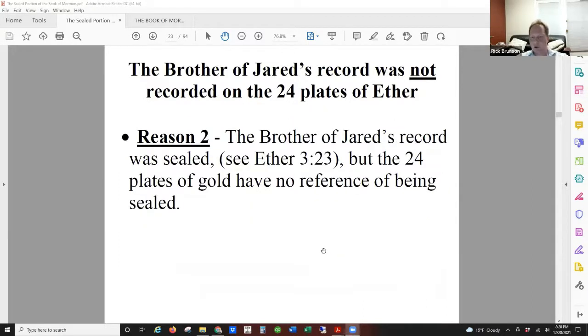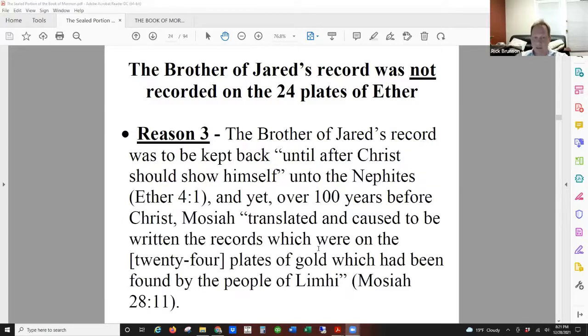Reason number two, why the brother of Jared's record was not on the 24 plates of Ether, is that the brother of Jared's record was sealed, but the 24 plates of gold have no reference of being sealed anywhere. In fact, they were able to open them quite easily and eventually translate them quite easily.